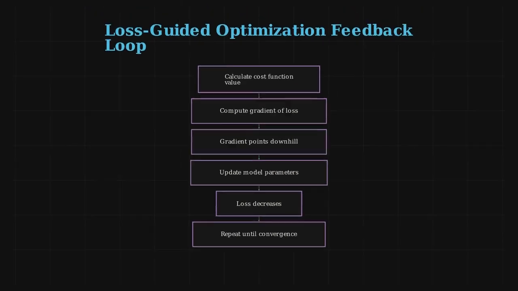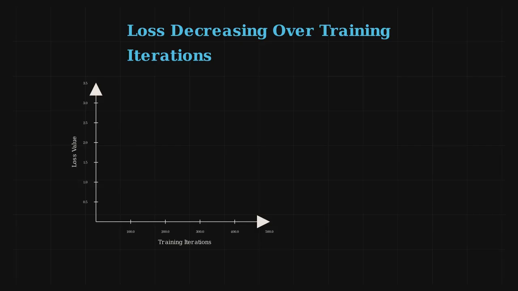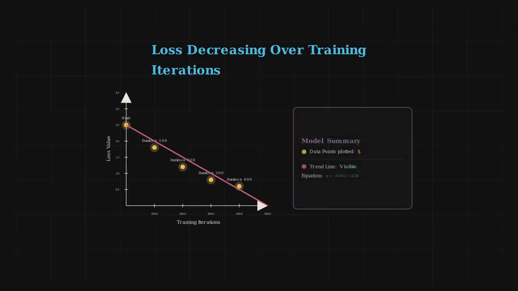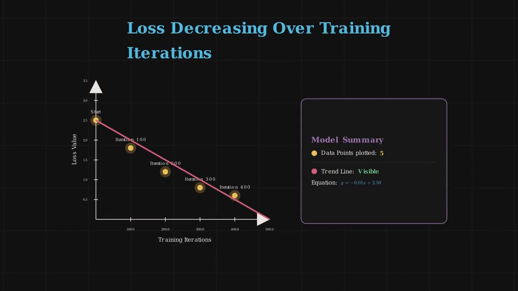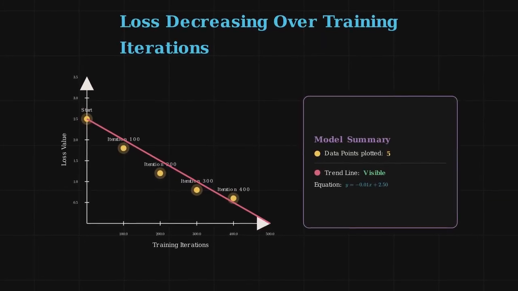continuously. As the model trains, the cost function measures error at each step. Watch the loss curve. It descends, showing improvement. This is the power of cost functions, providing clear signals that guide models toward better.